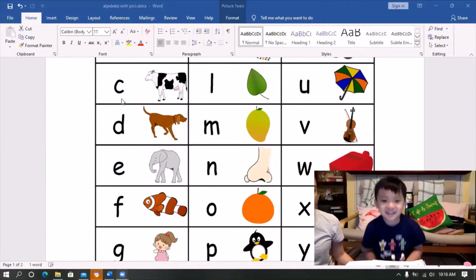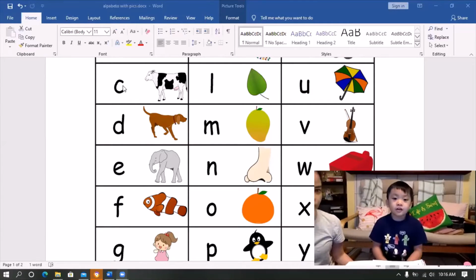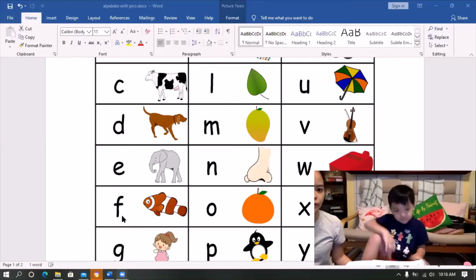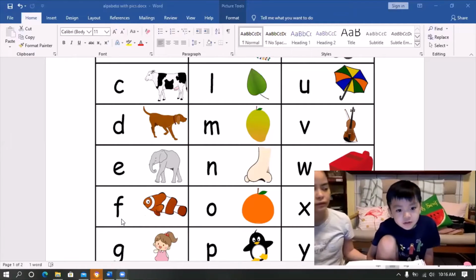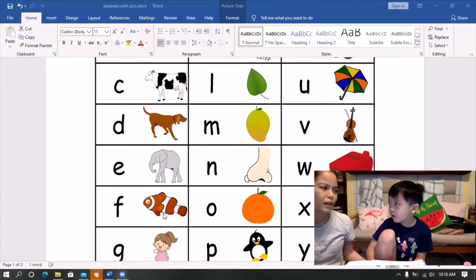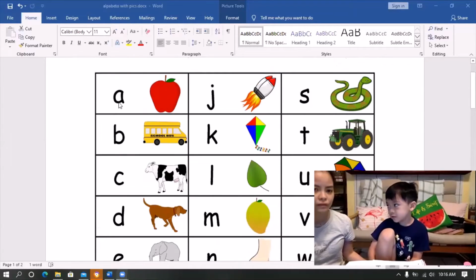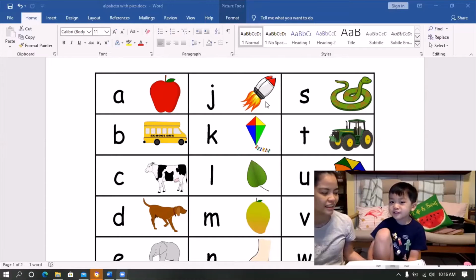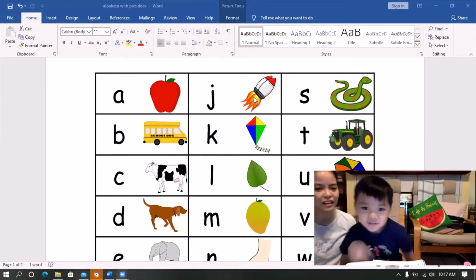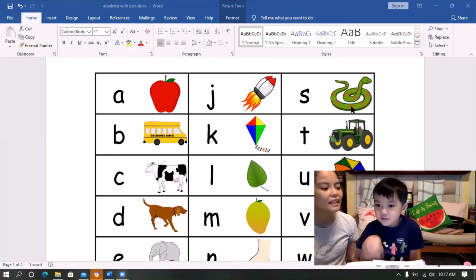What letter is this? Oh, C for cow. Okay, what's this? F. For? Nemo. For fish. What's this? A for apple. J for rocket ship. Jet. Jet.